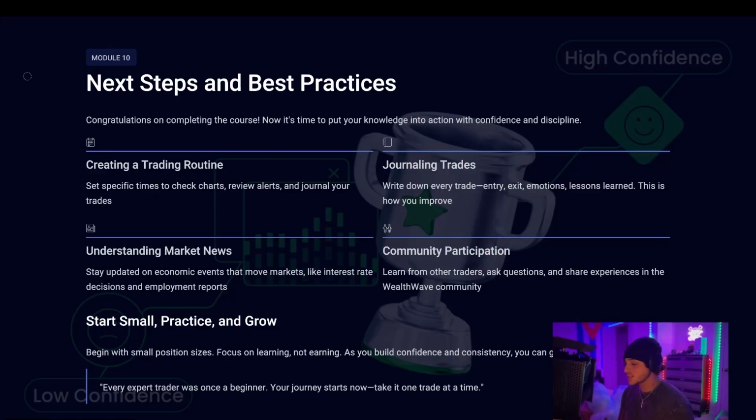Begin with small position sizes. Focus on learning, not earning. My guy, if you want to be a doctor, you've got to go through a couple years of school, dude, right? If you want to be a trader, you're going to have to go through a couple months of just learning and not making really any money, or making money.